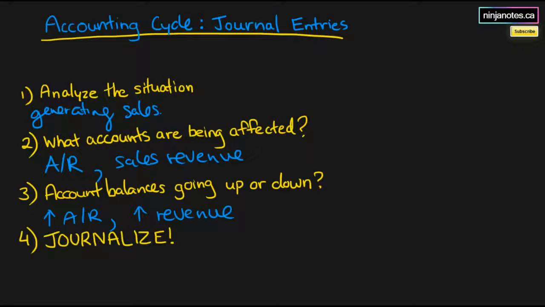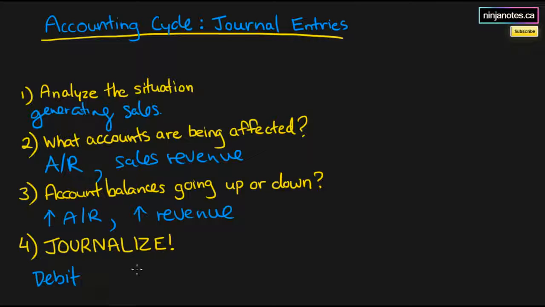And finally, we then journalize the transaction. So we need to think to ourselves, what do we do to these two specific accounts when they are being increased? Well, accounts receivable is an asset. When we increase an asset, we're going to debit that account. And when we increase revenue, which is technically an equity account because it actually will increase retained earnings, we're going to credit that account. And that is our debit and credit entry.